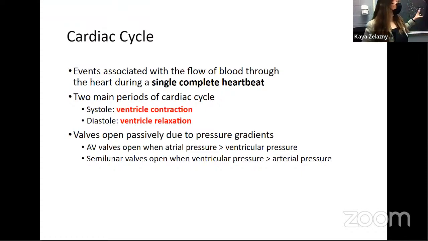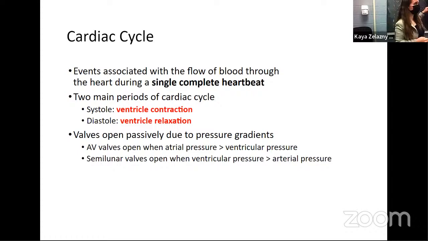So when we talk about the cardiac cycle, the more familiar words should be systole and diastole. Those are our two main periods of the cardiac cycle, but these aren't going to be our phases themselves. When we talk about systole and diastole, what we're talking about is whether the ventricles are contracting, that's systole, or whether they're relaxing, that's diastole.